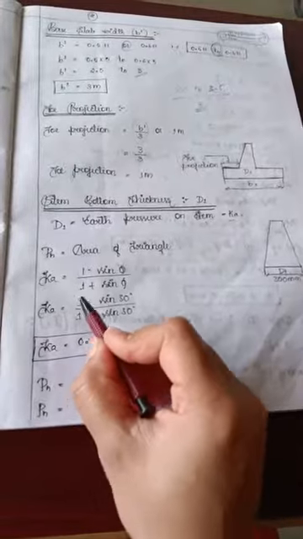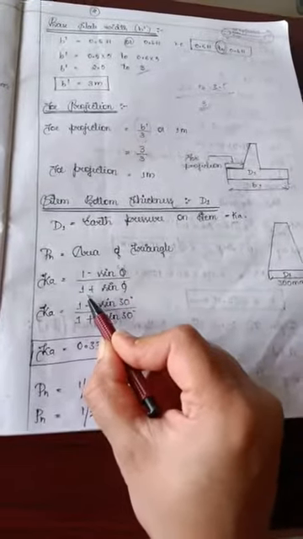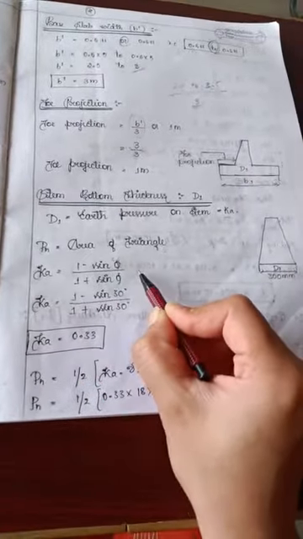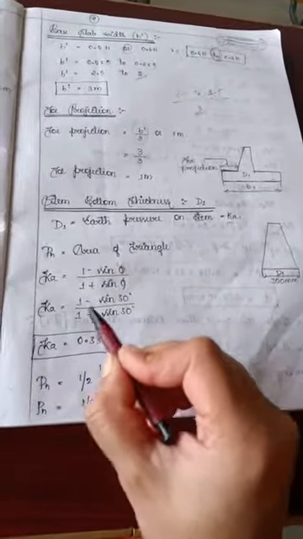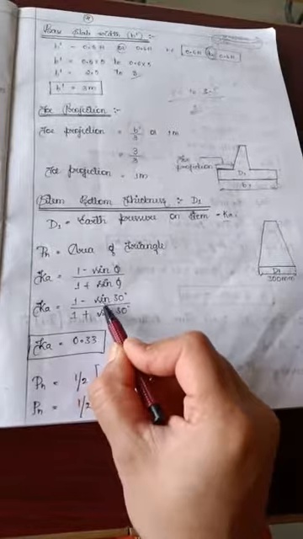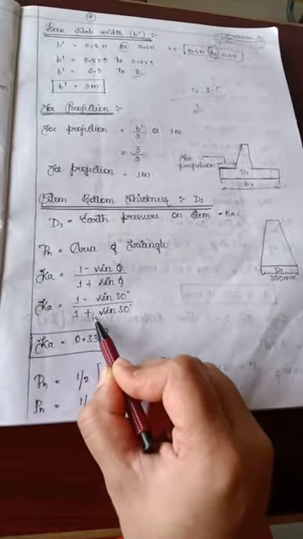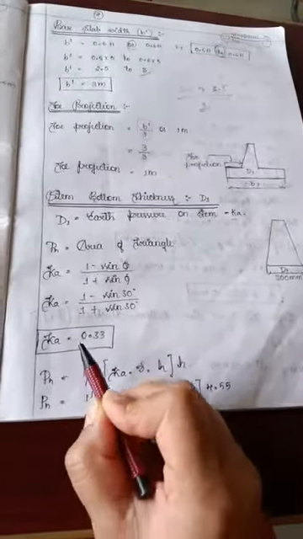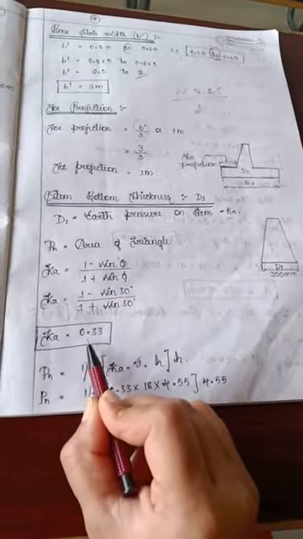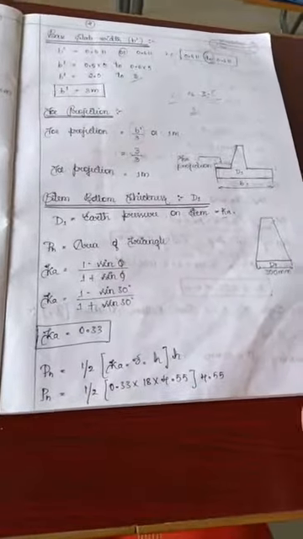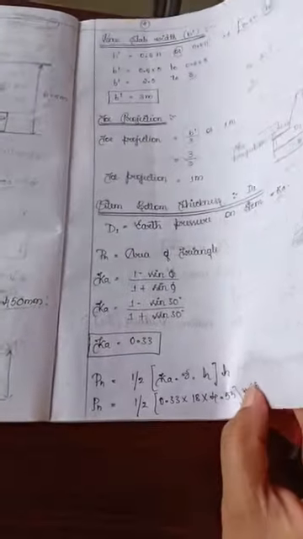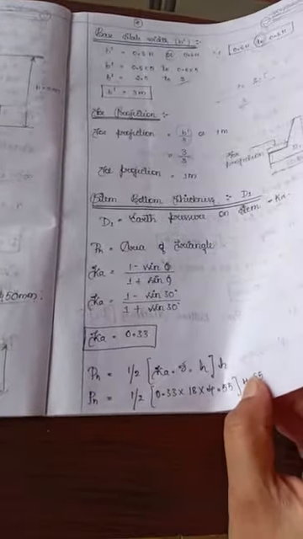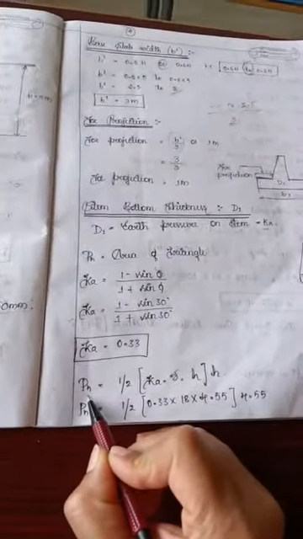This Ka is equal to (1 minus sin phi) divided by (1 plus sin phi). Here we know the phi value, so we just substitute it. Ka is equal to (1 minus sin 30 degrees) divided by (1 plus sin 30 degrees). We get the Ka value: Ka is equal to 0.33. After finding Ka, we are going to find the earth pressure, the pH value.